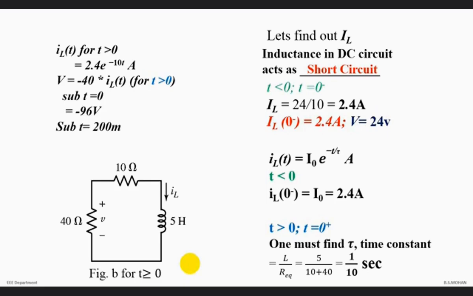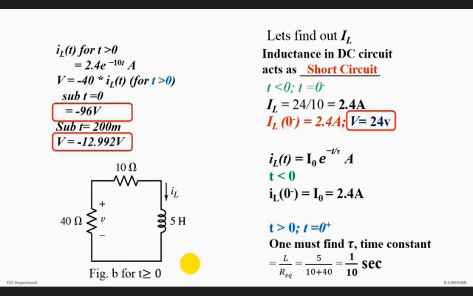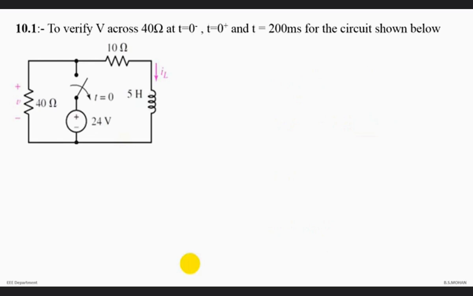Substitute t as 200 milliseconds instead of 0, you get the voltage as minus 12.992 volt. Thus these three are what is being asked, that is V equal to 24, V equal to minus 96, and V equal to minus 12.992 for t equal to 0 minus, 0 plus, and t equal to 200 milliseconds respectively. So these are your answers. So let's move on to simulation.